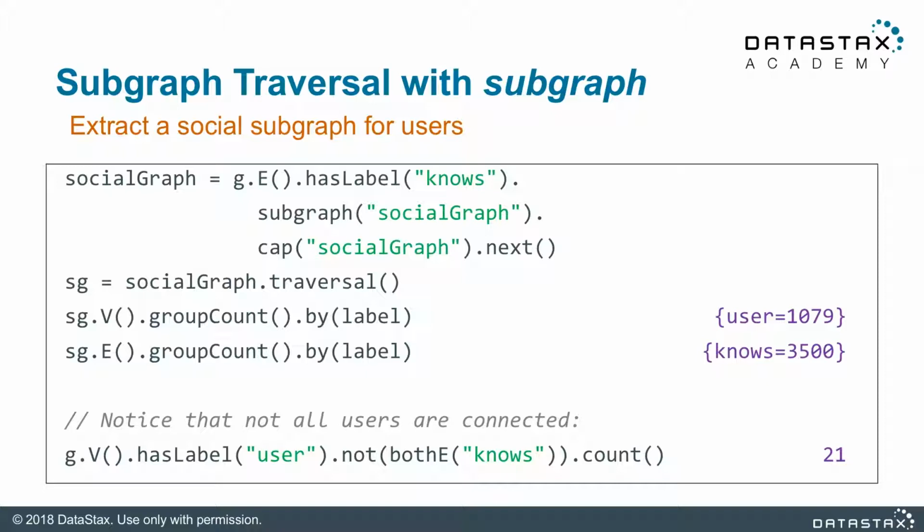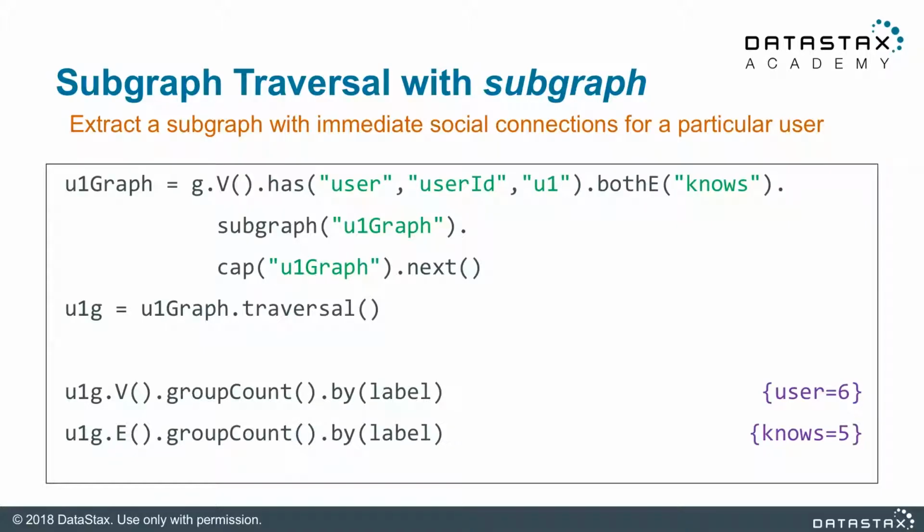And this last traversal counts up the total number of isolate vertices. In this traversal, we are looking for all of the vertices labeled user, but do not have a nose edge coming in or out. We count them up, and we have 21 of them. That is, we have 21 disconnected users or loner users who do not know anyone in our dataset yet.